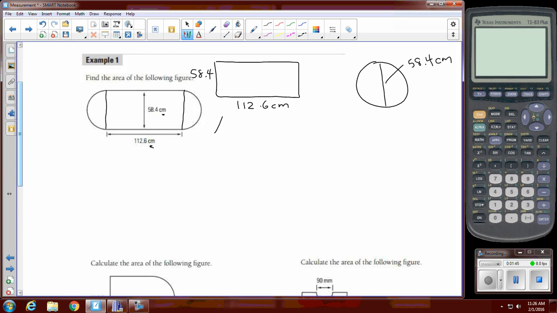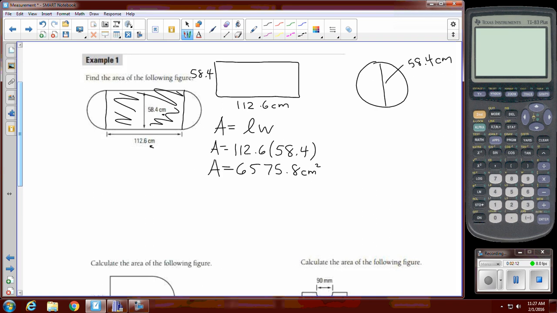If we do the area of a rectangle first, remember, that's length times width. So we have 112.6 times 58.4. This will tell me how many square units can go inside that shape. And if we calculate this number, it's 6,575.8 square centimeters. So that just takes care of all of this stuff in the middle. Now we've got to look at the circle.